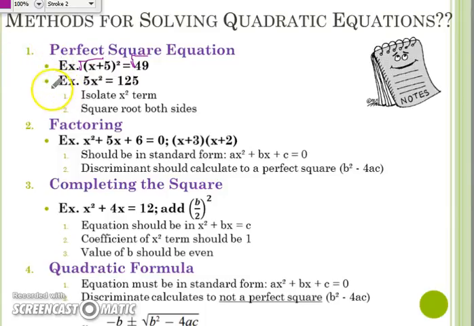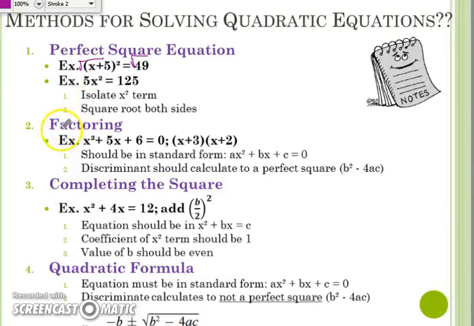Another example with the perfect square factoring pattern is if you've only got an x squared term, you can isolate that x squared term by dividing by this 5 on each side and then take the square root of each side to find your answer.